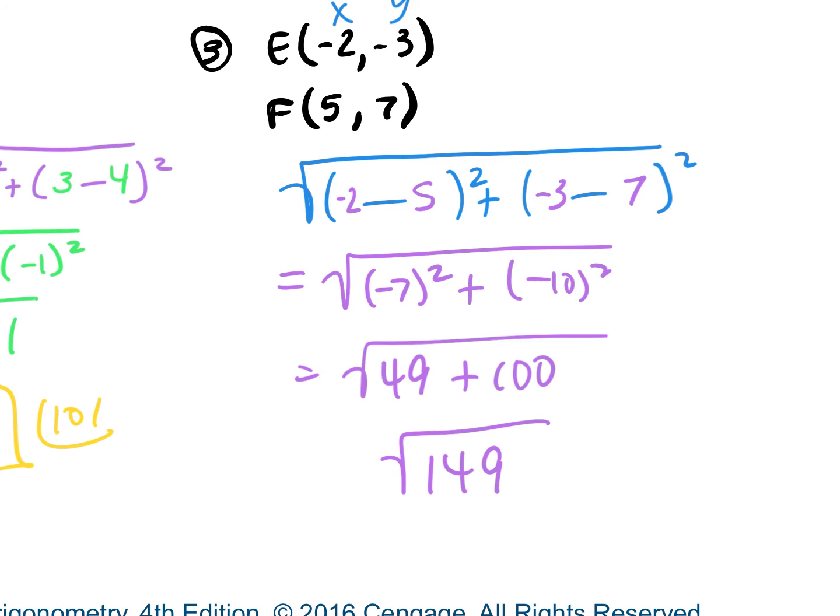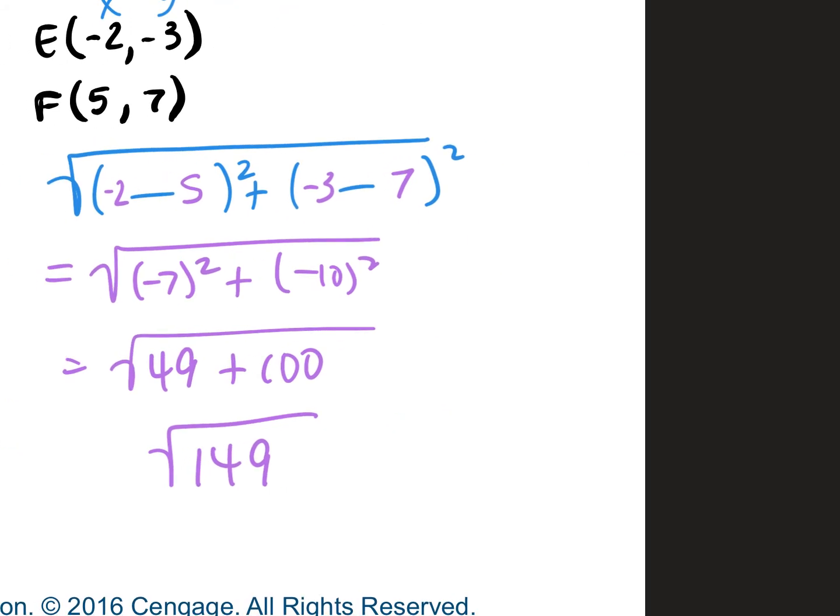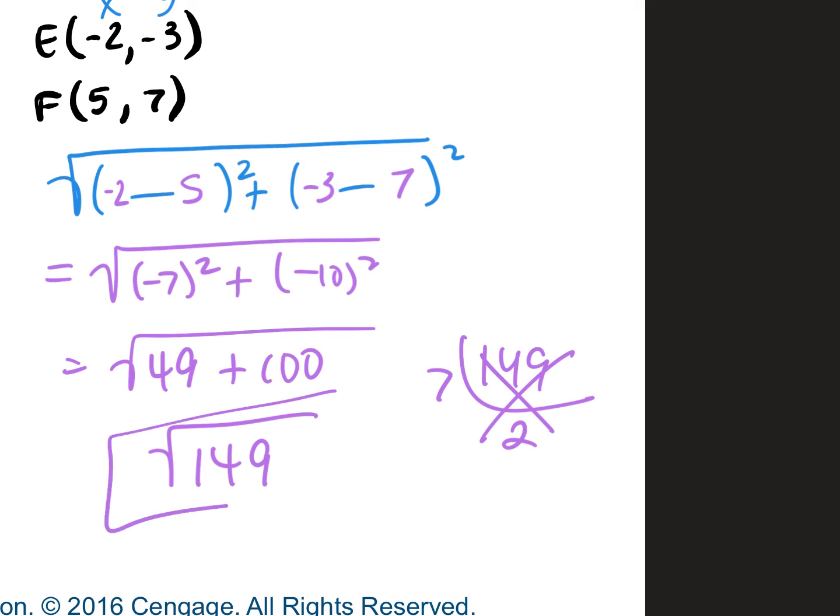That looks like something goes into it. Let's try 149. 2? No. 3? Does 3 go into 149? 9 plus 1 is 10 plus 4 is 14? No. 5? What about 7? 7 looks like it'll go in. 7 goes into 14 twice. Does 7 go into... No. Is anything going to go into this one? No. So then you're done.